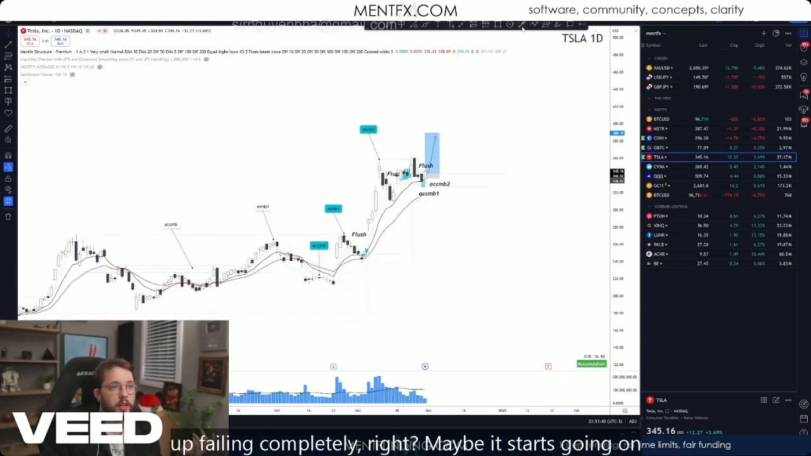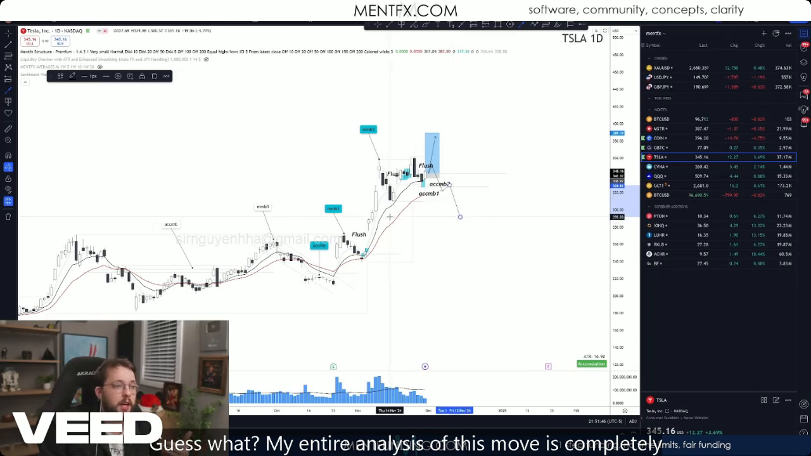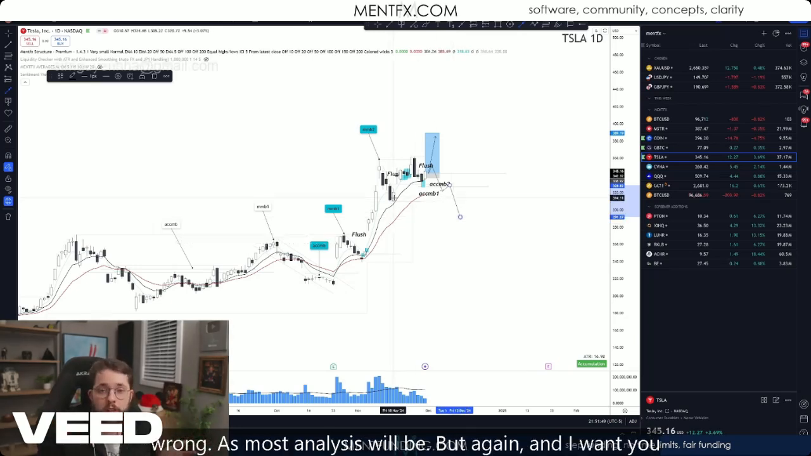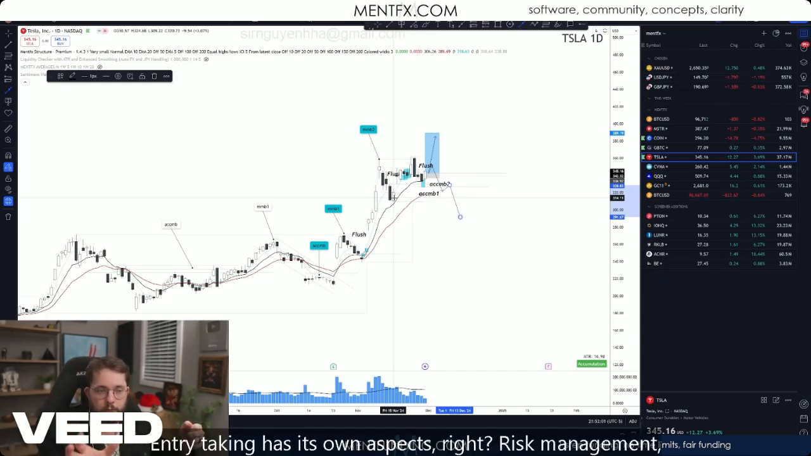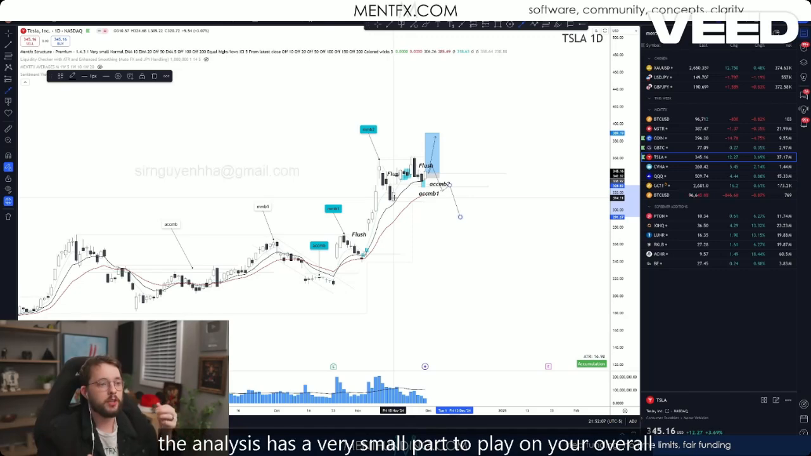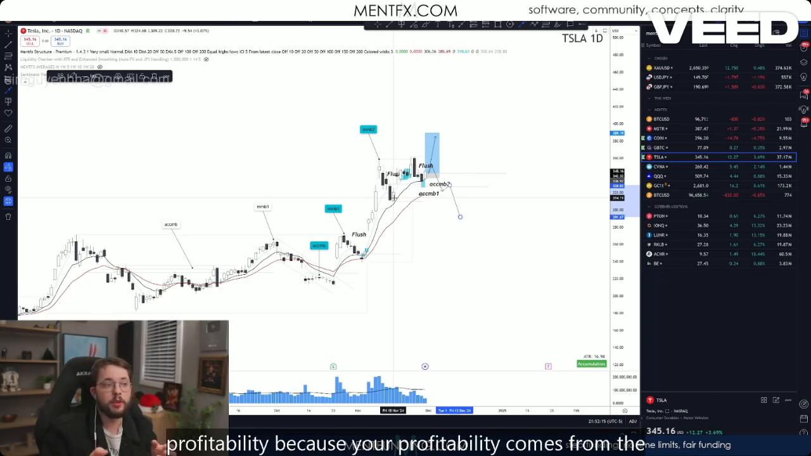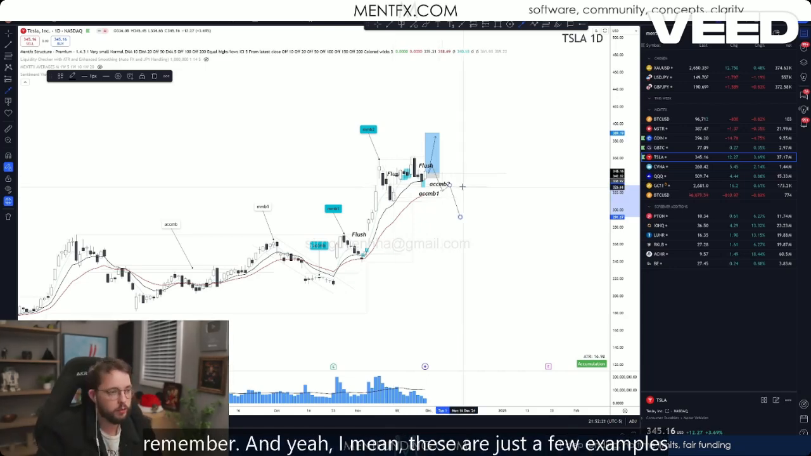Now, if this ends up failing completely, maybe it starts going on Monday and then it fails completely and it's just useless, guess what? My entire analysis of this move is completely wrong, as most analyses will be. But I want you to remember this: the analysis is very far separated from your actual results, because results come from entry taking. Entry taking has its own aspects, right? Risk management, not taking dumb entries just because you want to. So the analysis has a very small part to play in your overall profitability, because your profitability comes from the entries you take from analysis that is actually good. Most analysis is bad. So that's just something to remember.